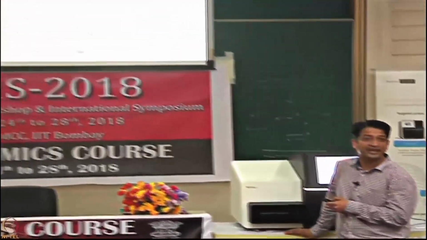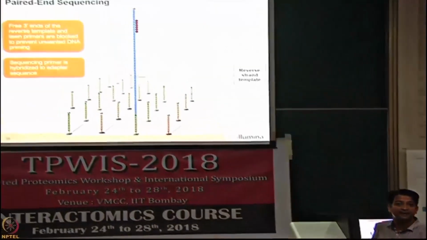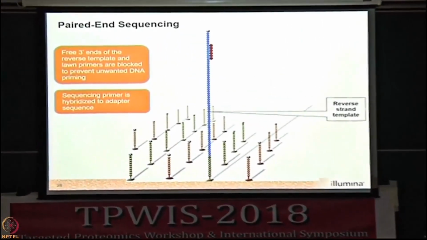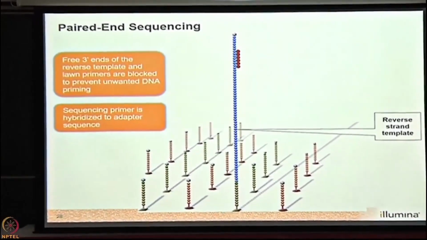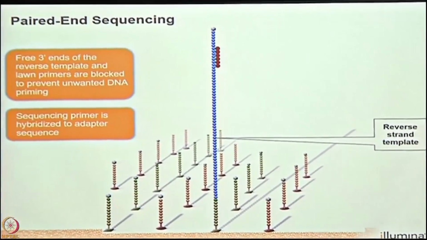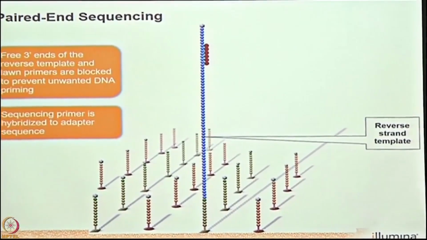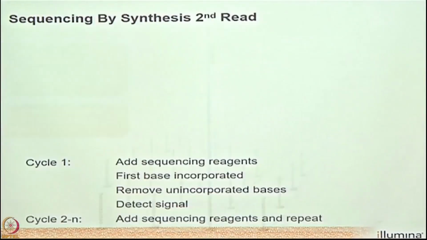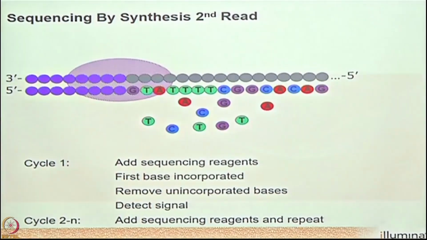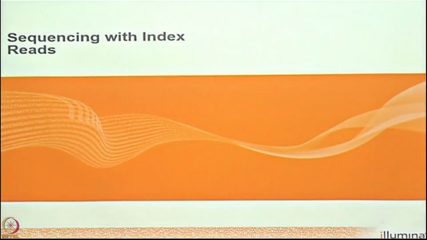This time, which primer will go and bind? RD2. You remember the structure of the library? There was an RD2 region. So there, the read 2 primer will go and bind, and just like read 1, we are set for the sequencing. All the reagents will flow, and this is how you will sequence, just like the first one. But the difference is that here you are sequencing the reverse strand. This is all about paired end sequencing.